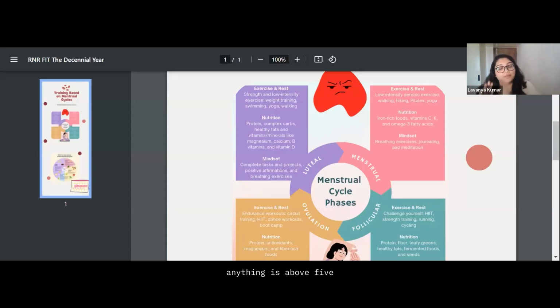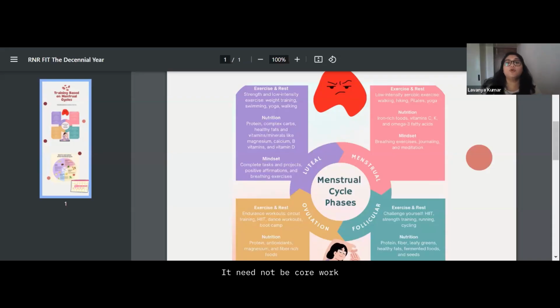Anything is above 5, please rest it out. If it is below 5 or at 5, go to the gym, stick to any light intensity drill. It can be as simple as sitting and looking at the skills. It can be stretching, the rehab exercises, all of it. Whatever you can do, please do.